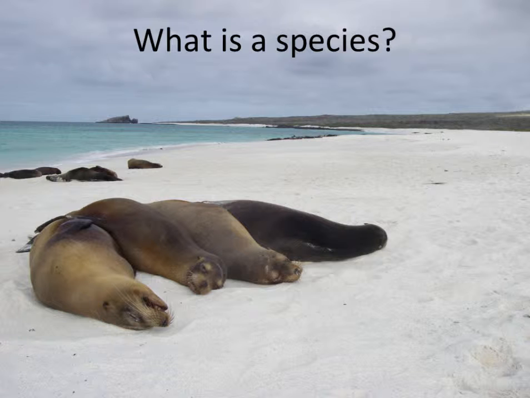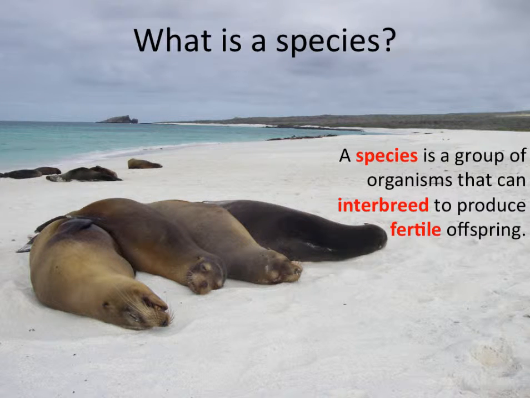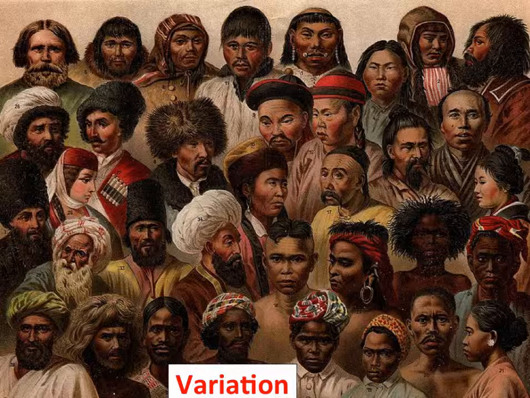Before we start this lesson, it's important that you know or remember what a species is. A species is a group of organisms that can interbreed to produce fertile offspring. If you think of a mule, for example, remember a mule is a mix between a horse and a donkey. The mule, however, is not fertile, and this proves that a horse and a donkey are different species.